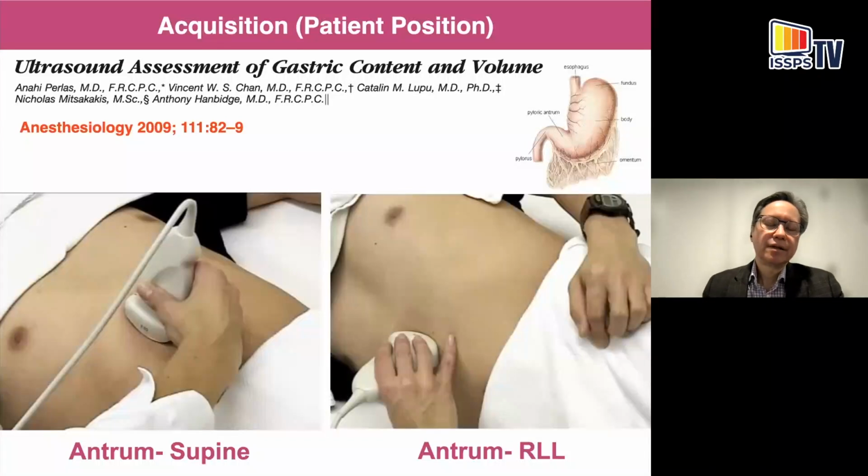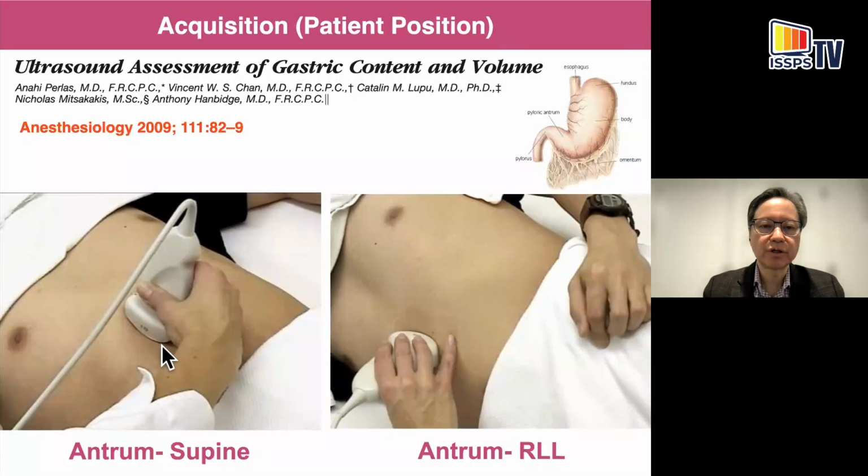So when we scan, we can position the patient usually in 2 ways. One is supine, one is right lateral decubitus. The right lateral decubitus position is good because the gastric content is going to gravitate towards the most dependent part of the stomach, the antrum, and it's going to distend the antrum. It increases the sensitivity of the test. But if the patient cannot lie in the right lateral decubitus position, maybe due to pain or trauma, you can also put the patient in a semi-recumbent position above 45 degrees. That would be second best.